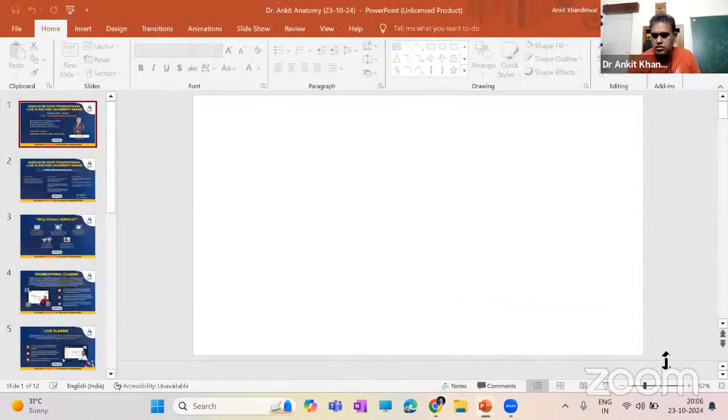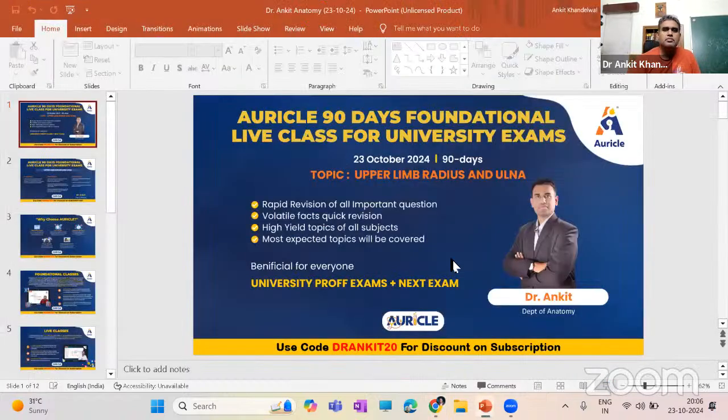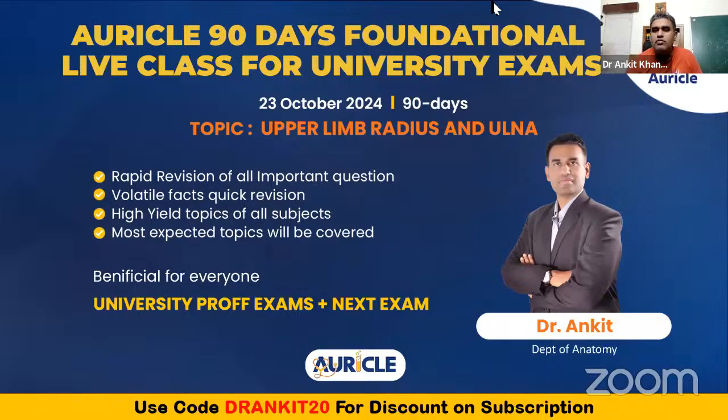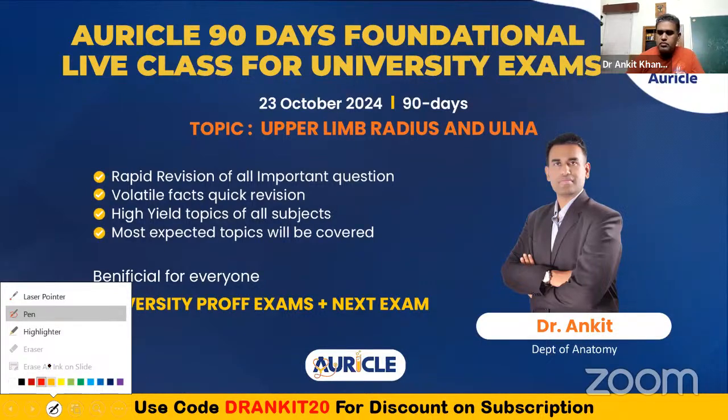Hello all and welcome to this another session of the osteology of upper limb that we are referring right now. So guys, yesterday we discussed the proximal bones in the upper limb, that is the clavicle, the scapula and the humerus. And today we are going to move forward from that.